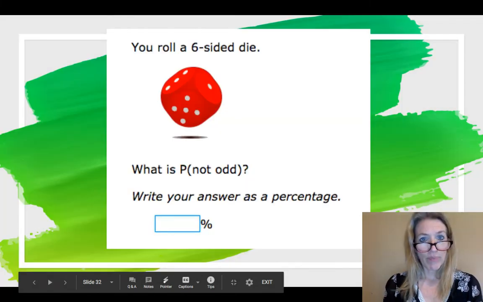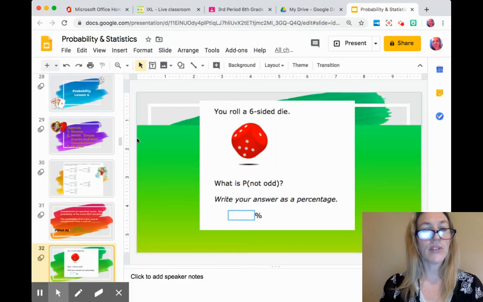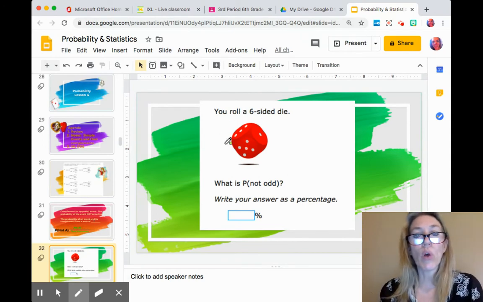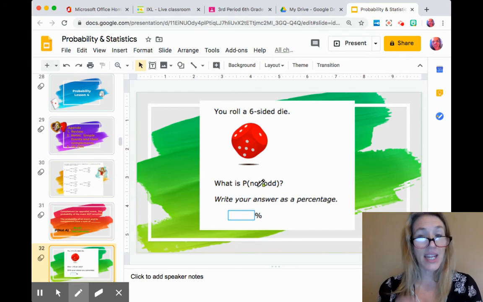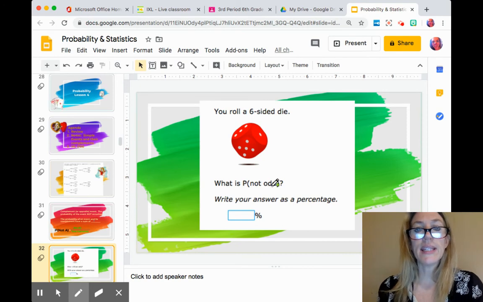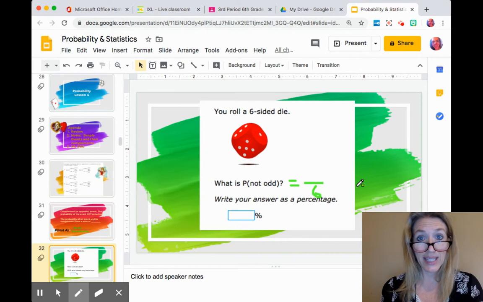All right, so example number 1. I'm going to grab a pen right now, so if you'll just bear with me for a second. Okay, so here we go. We roll a die, and the question asks, what is the probability of it not being odd? So we have to ask ourselves, what is even? We know that because we're rolling a 6-sided die that the possible outcomes for that event is 6. So we know that our denominator is going to be a 6.